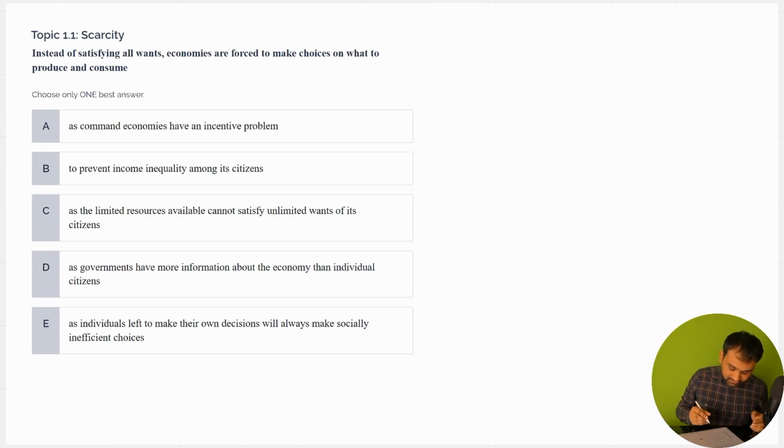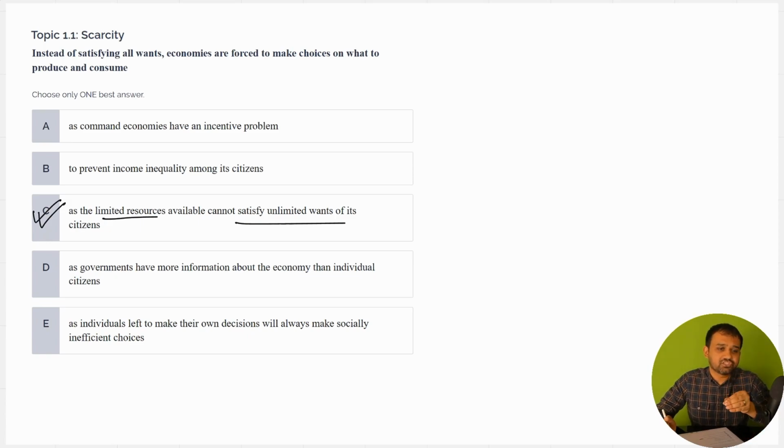This means for this question, the correct answer is C, because limited resources cannot satisfy unlimited wants. That is essentially the definition of what scarcity is, and that is why economies have to make a choice on what to produce and consume instead of producing whatever they want.